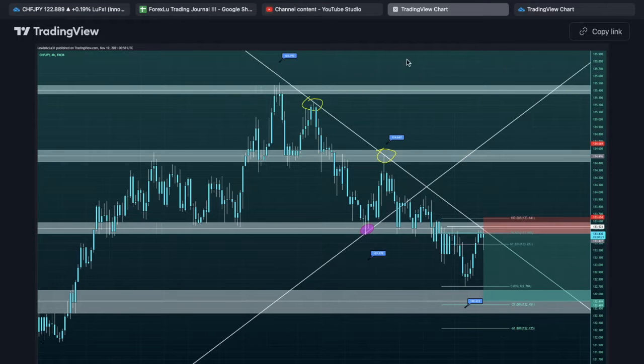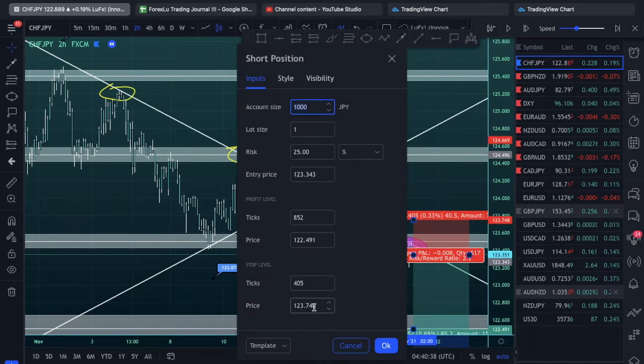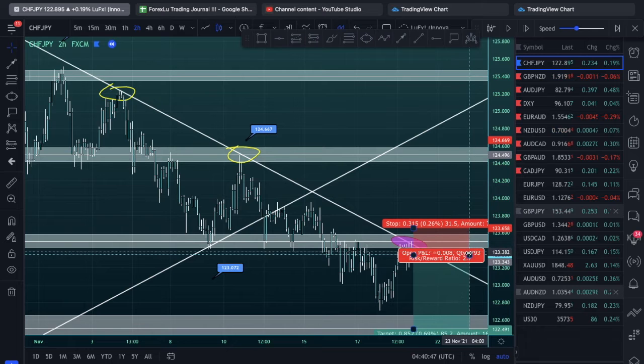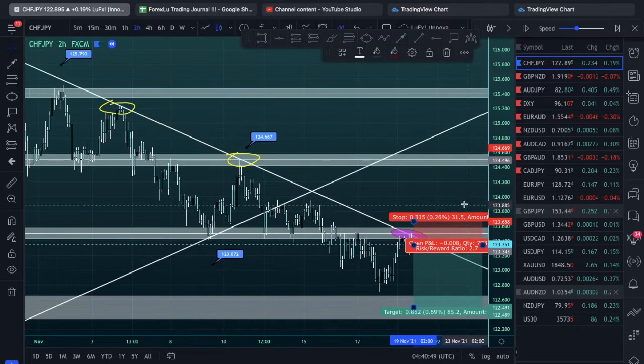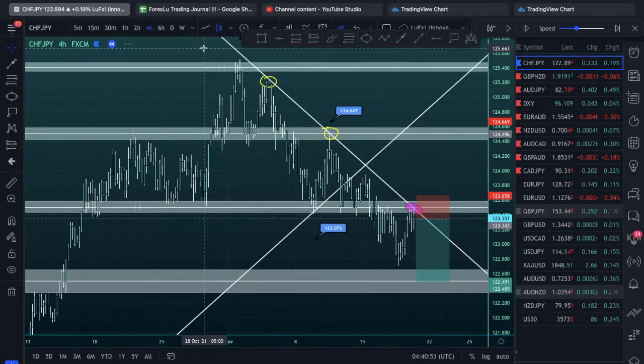123,658. All right, so my stop loss is right here, so it's closer, right? So this trade was a 2.7% if it were to hit full take profit, right?